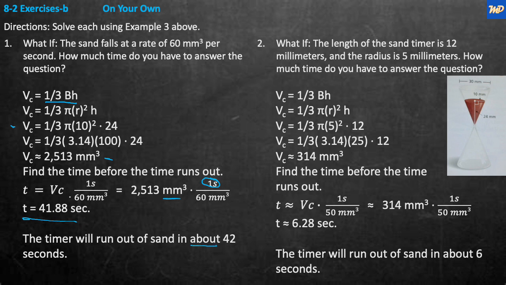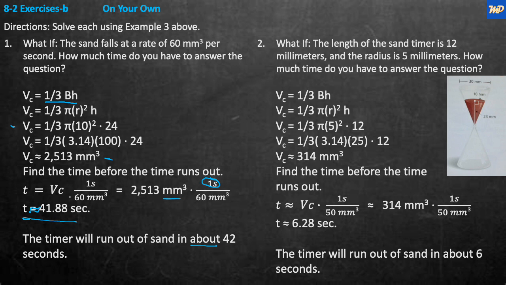About, there's that word again, about. So that says that this is an approximate number, approximately 42, because we did multiply times pi in here. So it's always going to be approximate after that. The other problem says, what if the sand timer was 12 millimeters long and the radius 5? How much time do you have to answer the question?